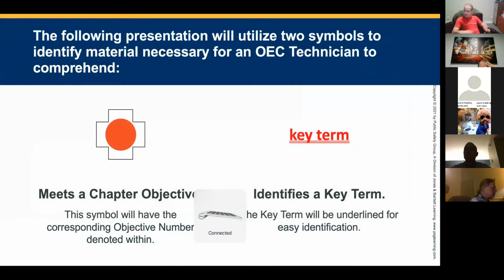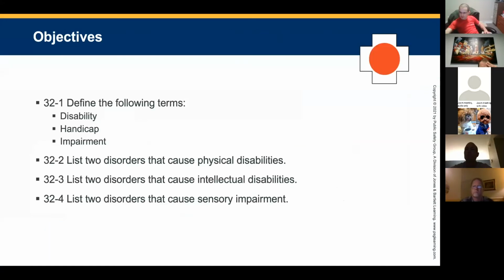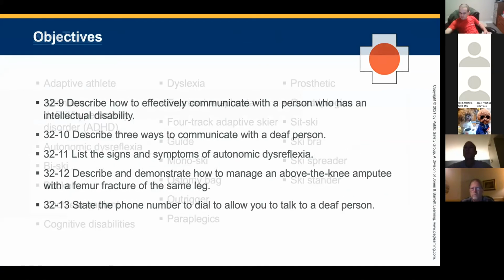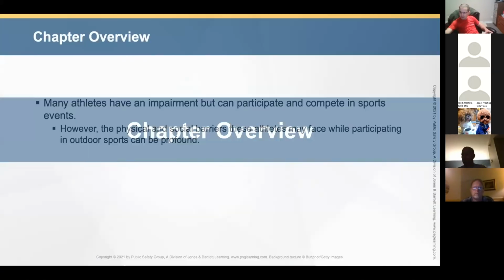All right. So we've gone over these throughout the entire class. We have our objectives that we're going to be going over today. Key terms. All right.